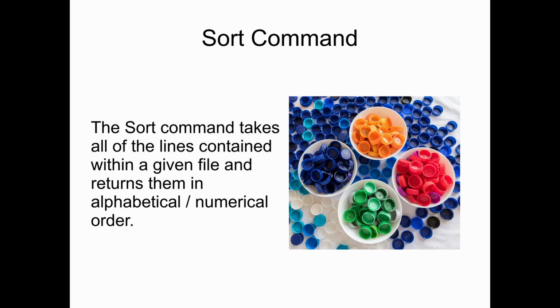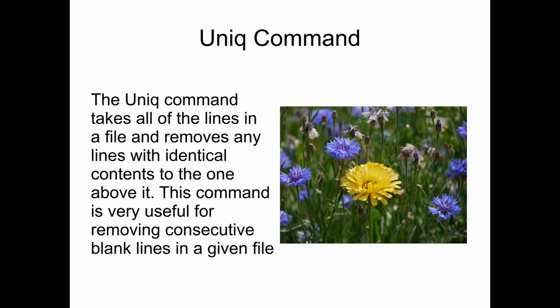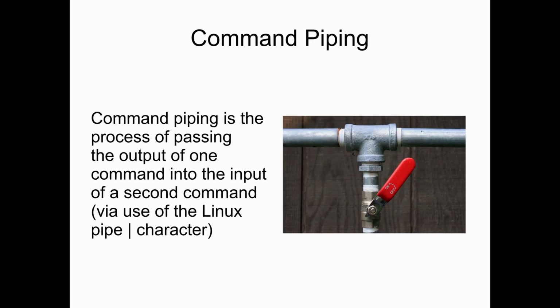The sort command takes all of the lines contained within a given file and returns them in alphabetical or numerical order. The uniq command takes all the lines in a file and removes any lines with identical contents to the one above it. This command is very useful for removing consecutive blank lines in a given file. Command piping is the process of passing the output of one command into the input of a second command.